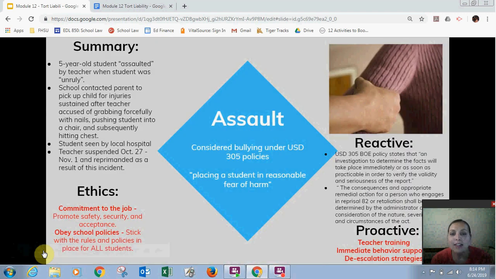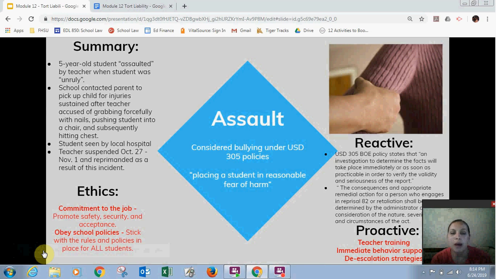My next case was assault by a teacher, supposedly on a student. This actually I thought was kind of interesting. There is not an assault or a physical component to our USC 305 policies. This is considered bullying under our school policies, that an adult can place a student in reasonable fear of harm.